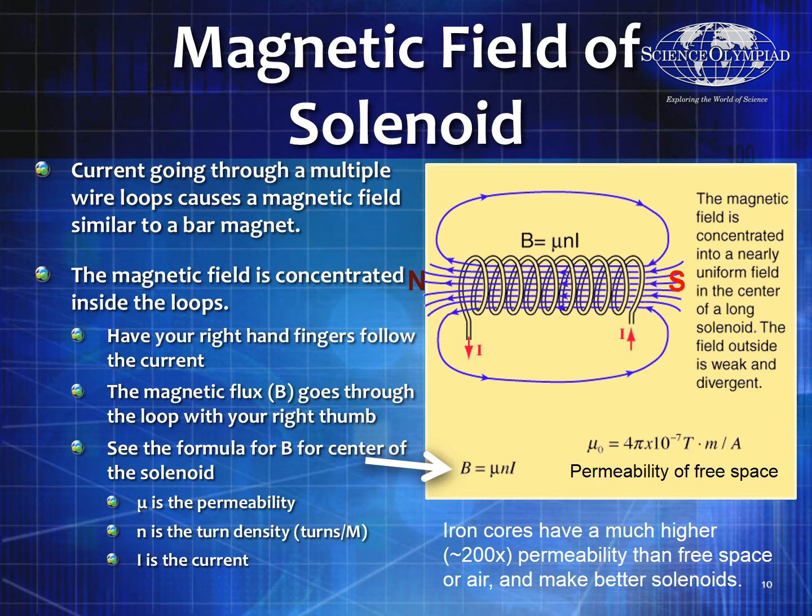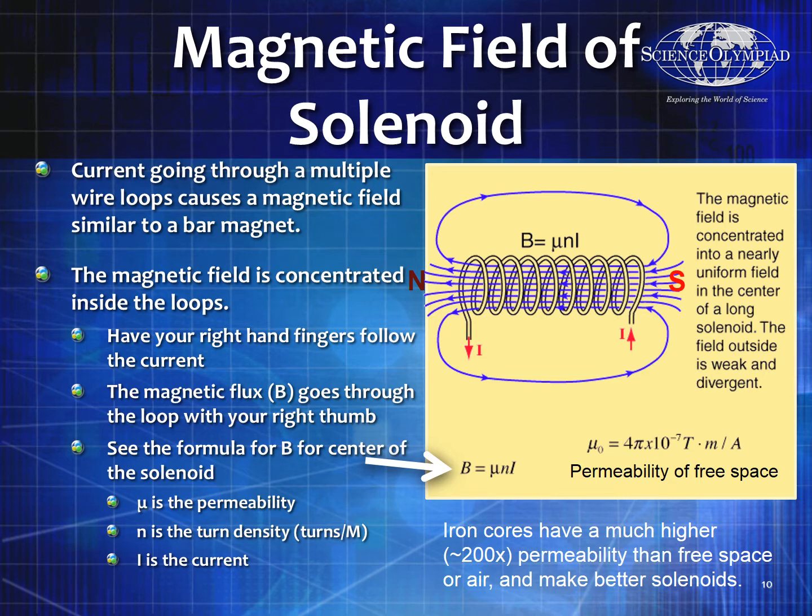And again, we follow the right hand rule. So once you know which way the current is going, you follow the current around just like you did in the loop, and your thumb will point to the north direction. And then that way you can draw it, and you'll notice that you draw it the same way you draw any type of magnet.